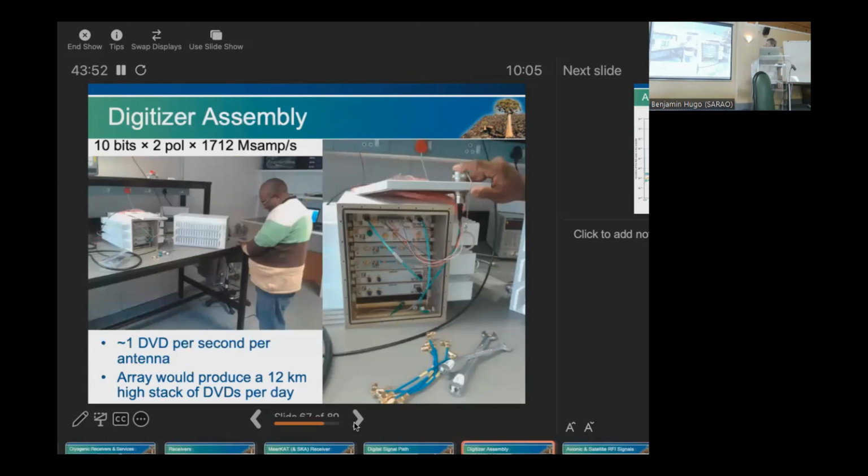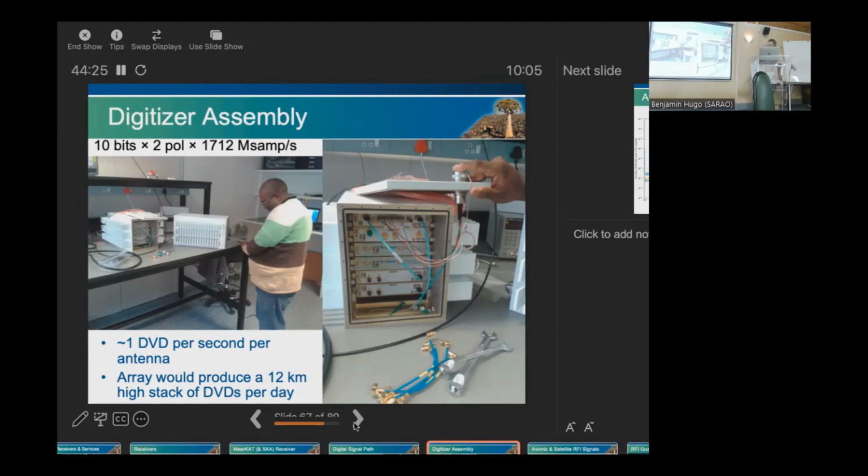The digitizers, again, were designed and built in South Africa. They're 10-bit A to Ds. There are two polarizations per antenna, and we sample at 1712 megasamples per second in the L band. If you work out that data rate, it's a DVD per second per antenna. If you had to record that data for the whole array, that would be a pile of DVDs 12 kilometers high per day. So what this is saying is you cannot record this data. You have to deal with it in real time.